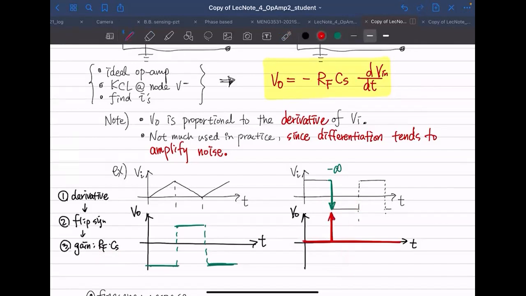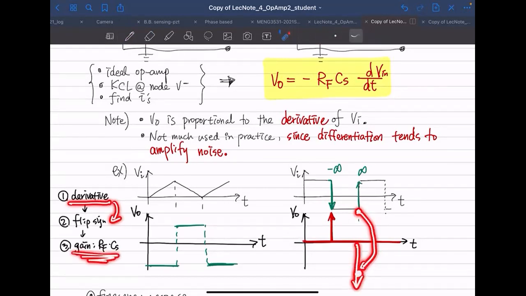That makes sense? What about this part? This is a positive infinite slope, right? So we have a positive infinite derivative, and we flip the sign, so this guy goes down, and then we multiply something, so it's still just going to be an infinite spike, like this. Does that make sense?